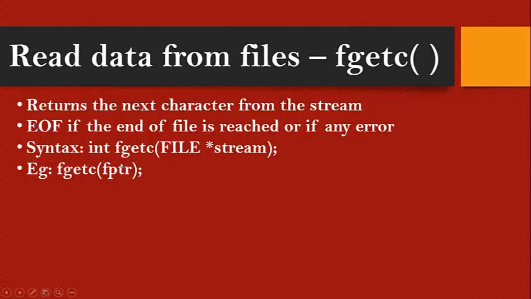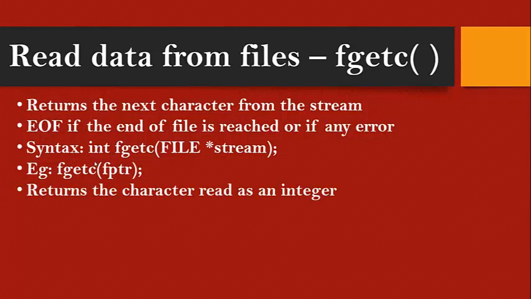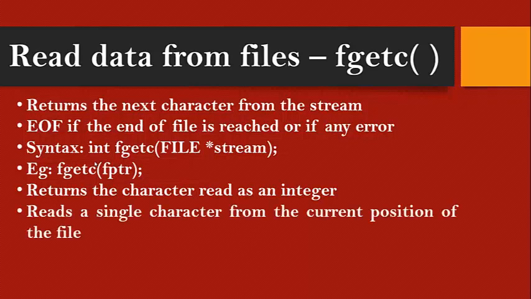This file pointer variable will be used as a stream in order to read a character from the stream using the function fgetc. It returns the character that has been read as an integer. This function reads the data character by character, and once a particular character has been read, it returns an integer value. It reads a single character from the current position of the file, and then it increments the file pointer to the next character.